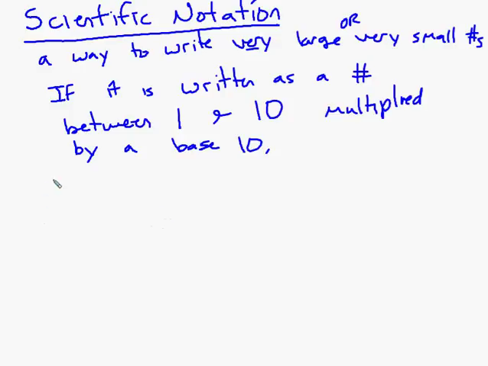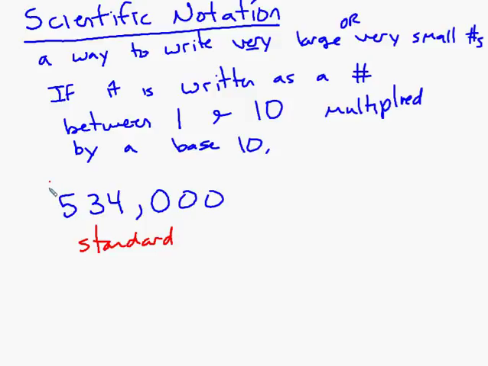Well, here's what I mean. Let's say I want to write this number, 534,000, which isn't that big of a number. There really wouldn't be much of a reason to use scientific notation for this number, but I want you to watch what I do. This is standard notation, by the way. I look at the actual digits, and I'm just going to write them as a decimal between 1 and 10. So I'm going to write it as 5.34. You with me what I did there?